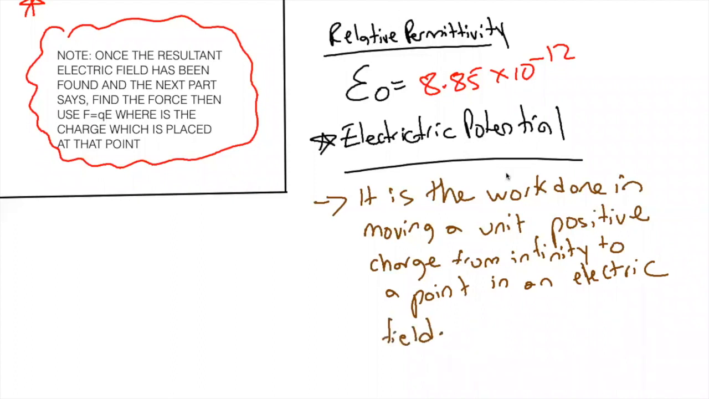Now, work done in moving a unit positive charge, doesn't it remind you of work done in moving a unit mass from infinity to a point in a gravitational field? But now they're saying unit positive charge, and again, infinity to a point in an electric field. However, don't get it confused with the infinity concept. We don't have infinity here, and that's the biggest difference.